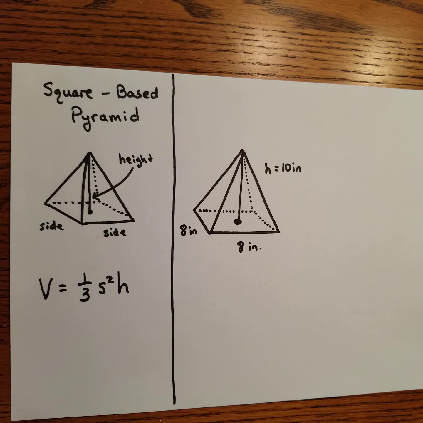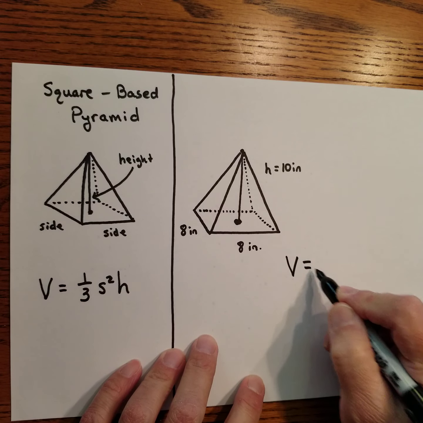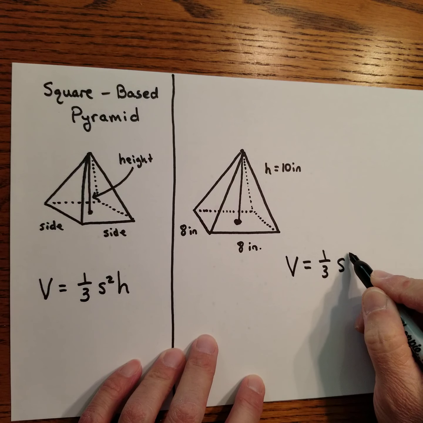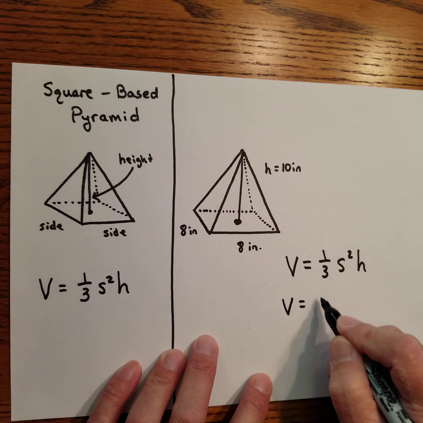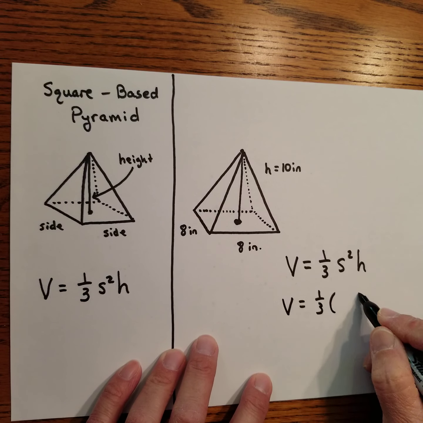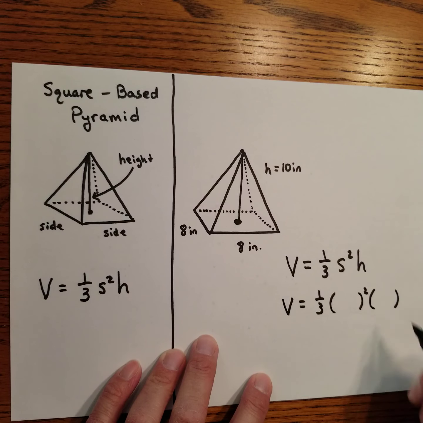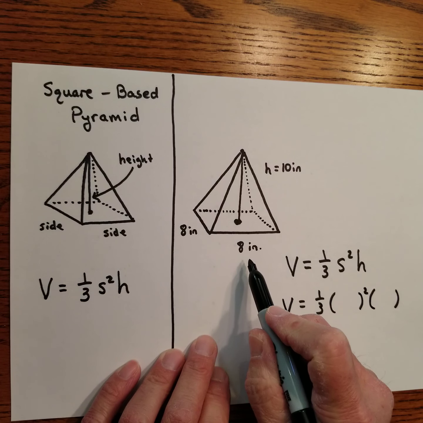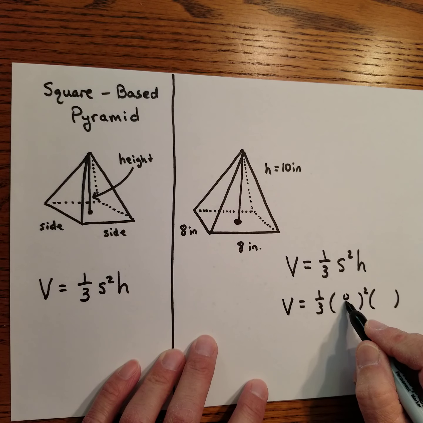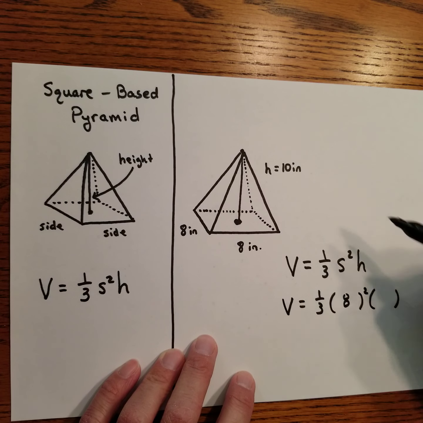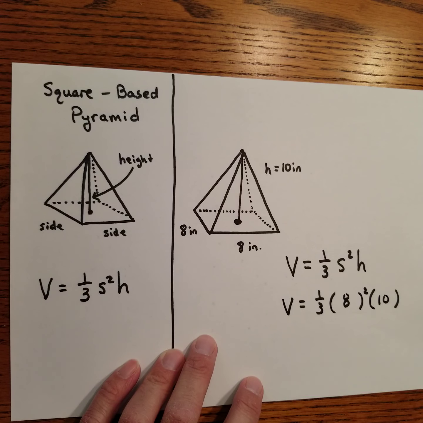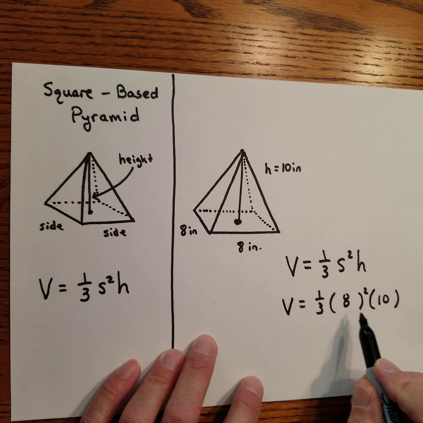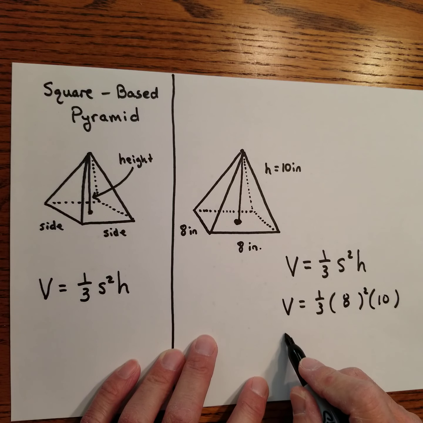Let's try one. I've got a square-based pyramid, and my formula is 1/3 side squared H. Let's plug in. There's 1/3 side squared H. The side is 8. We'll put an 8 here. The height, that's this 10. Now on my calculator, I'll go 8 times 8 times 10, divide by 3.